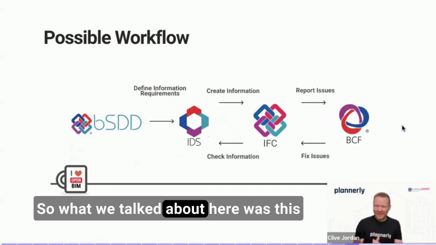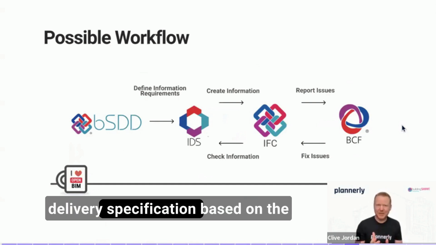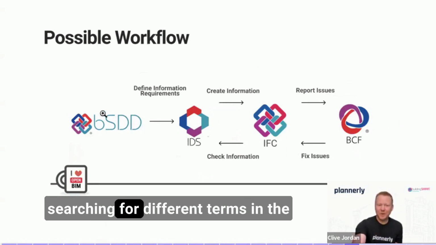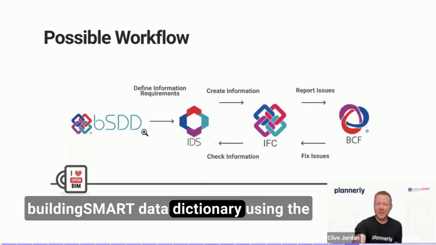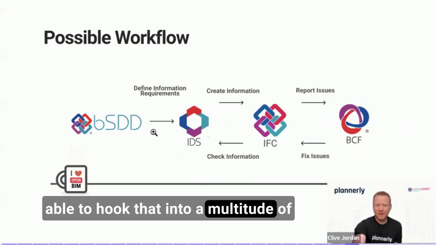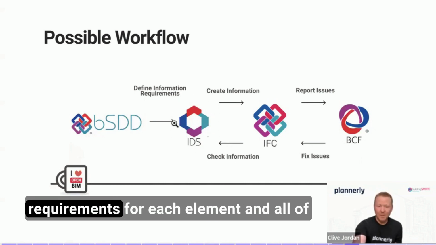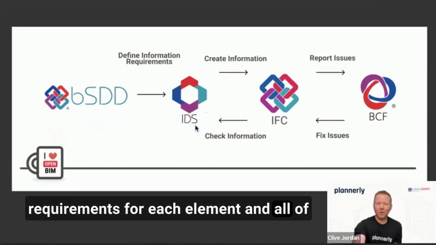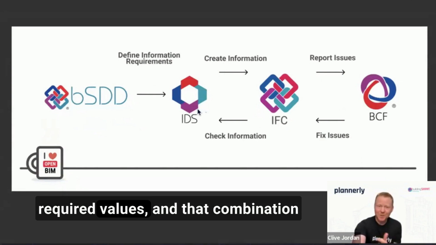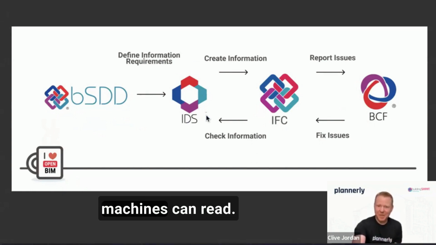So what we talked about here was this workflow of defining an information delivery specification based on the buildingSMART data dictionary and simply searching for different terms in the buildingSMART data dictionary. Using the API that buildingSMART provide, you're able to hook that into a multitude of different software tools to be able to define the delivery specification, the requirements for each element, and all of the, maybe it's required properties, its required values, and that combination becomes an information delivery specification that both humans and machines can read.